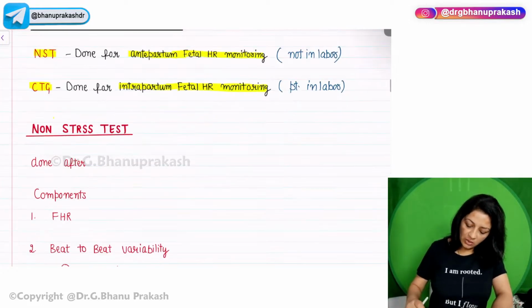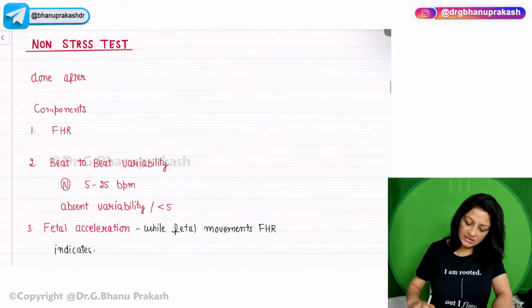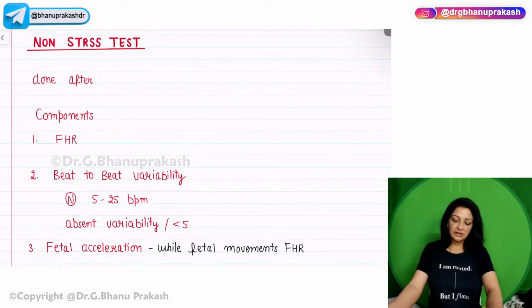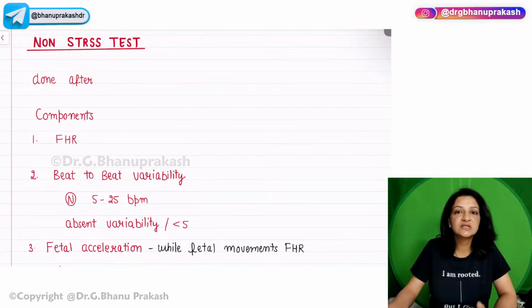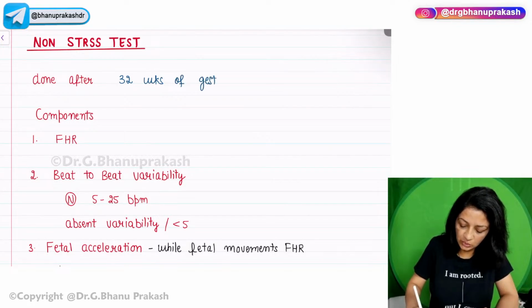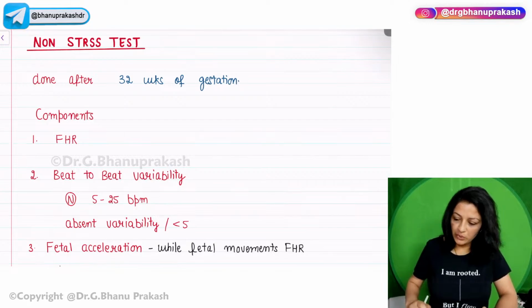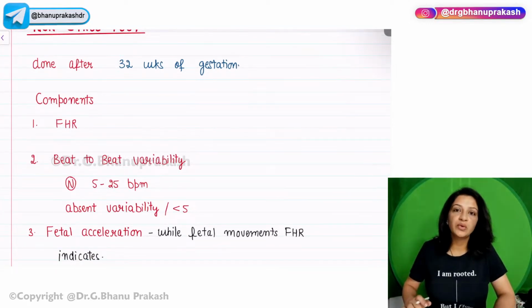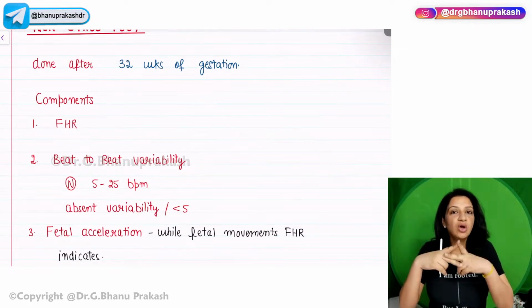So let's talk about NST, non-stress test. अभी होता क्या है? So non-stress test done after 32 weeks of gestation. So what are the components? NST में 3 components होंगे.